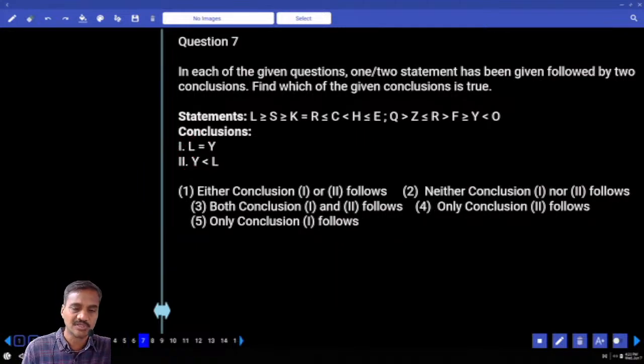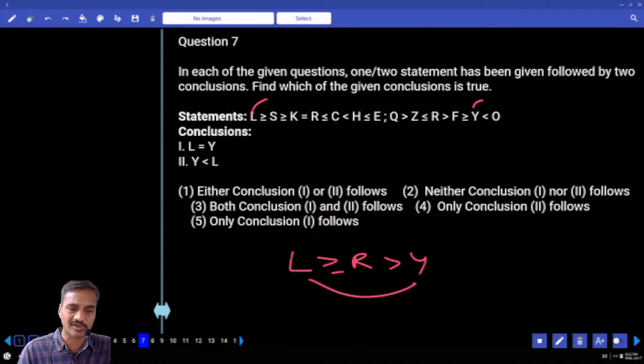Then 7th one, L and Y. L is here, Y is here. And which element is common? R is common. L greater than or equals to R. R greater than Y. L greater than Y is true, Y less than L is true. Y equals to L is false. And so only 2. Only 2, that is the choice for question number 7.